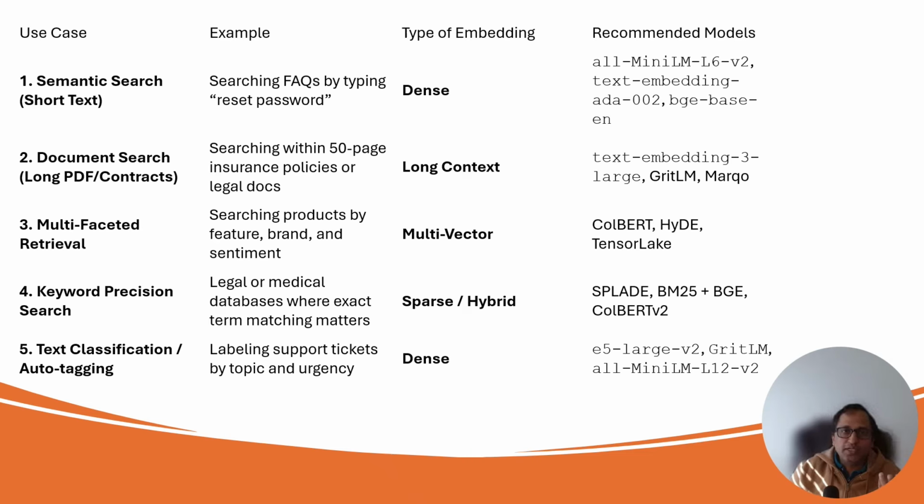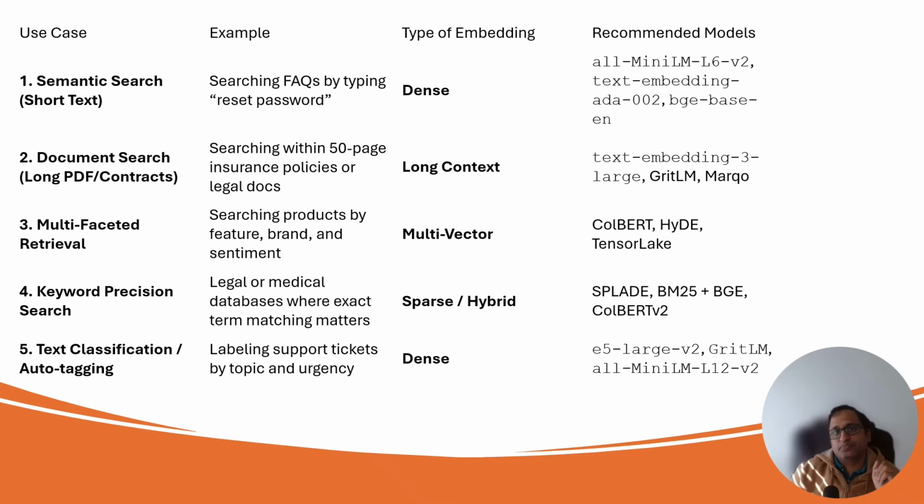But how do you decide? I think the question we need to ask is, am I working with short text or a full document? Do I need keyword precision or multi-dimensional understanding? Is this for search, tagging, or retrieval? Once you know that, you can match the embedding type, whether it be dense, sparse, multi-vector, or long context, to the model that excels at it. So the bottom line is, the best embedding isn't the most powerful, it is the one that fits your use case best.